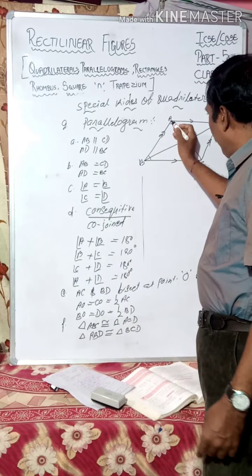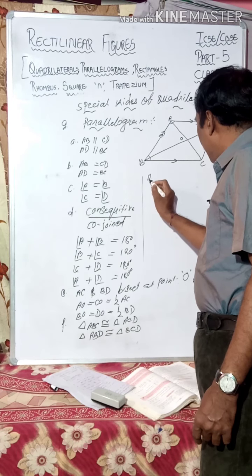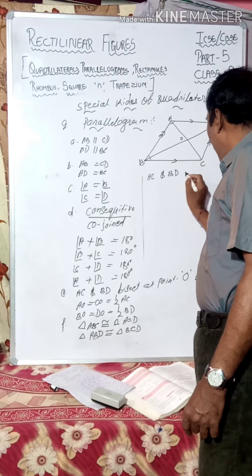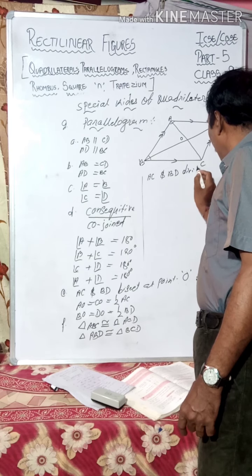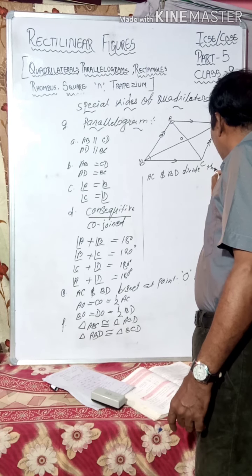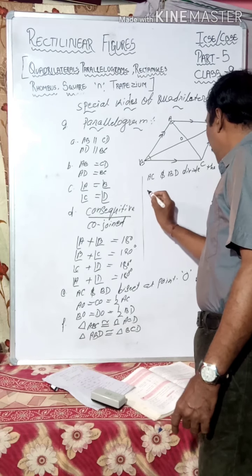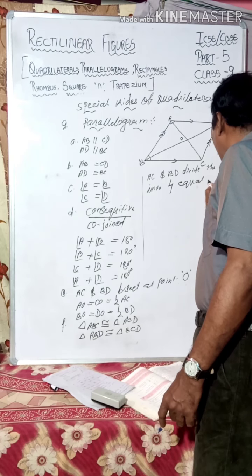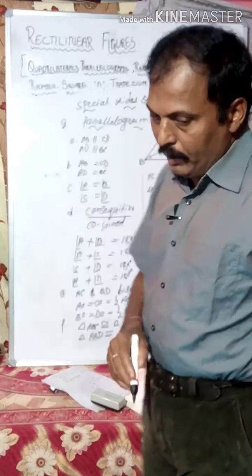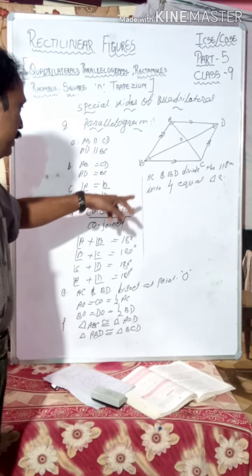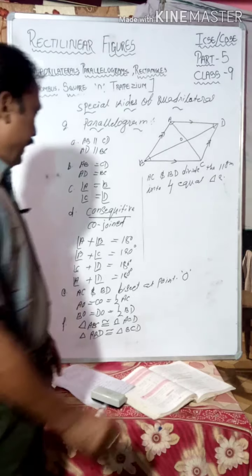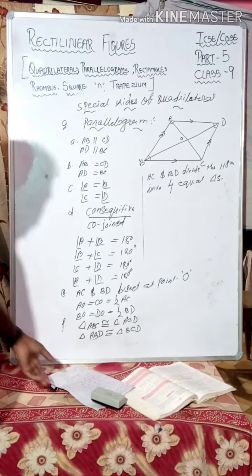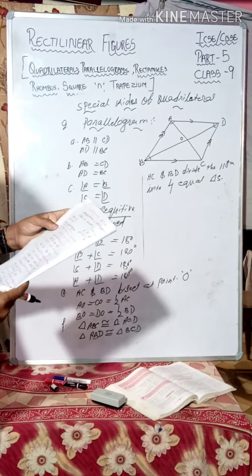AC and BD divide the parallelogram into four equal triangles. Four equal triangles. These are the points to remember.